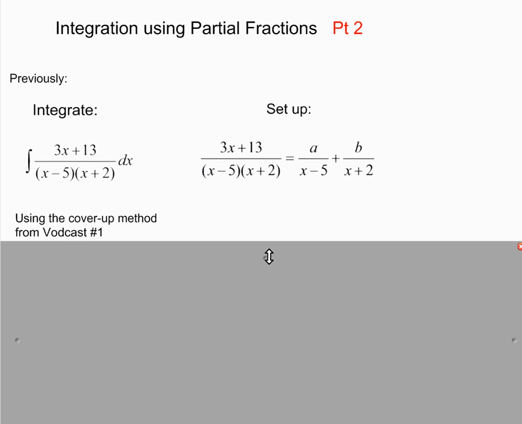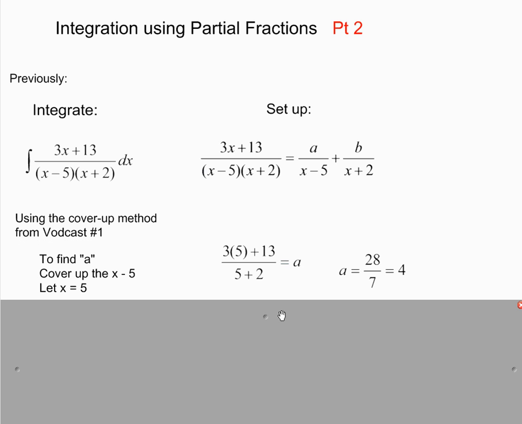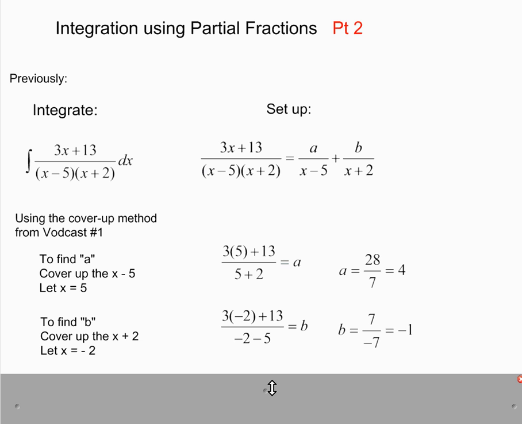I'm not going to go through it, but if you remember from the previous podcast, you need to solve for A and B, and one way to do that is to use this cover-up method. There are other ways to do it. But it turns out that when we do that, and you may want to stop and look at this if you're not sure how it works, A is equal to 28 over 7, which is 4. B is equal to negative 1.